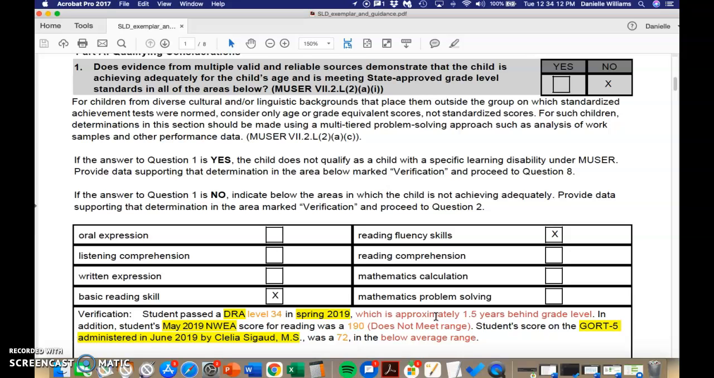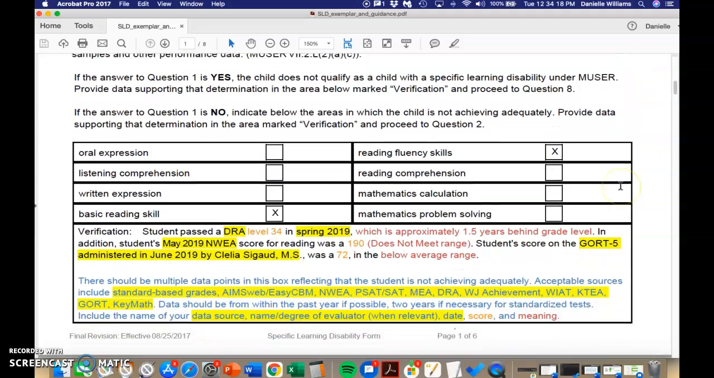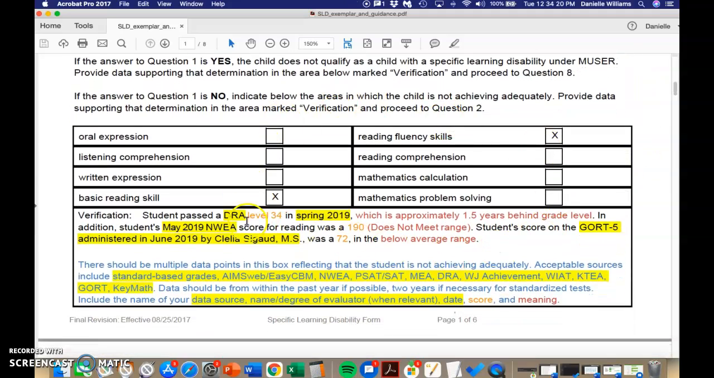Most of the time, though, if we proceeded with an evaluation in the first place, the answer is going to be no, and you're going to come down here and indicate which areas the student is not achieving adequately. So in the case of this particular exemplar student, we would indicate basic reading skill and reading fluency.